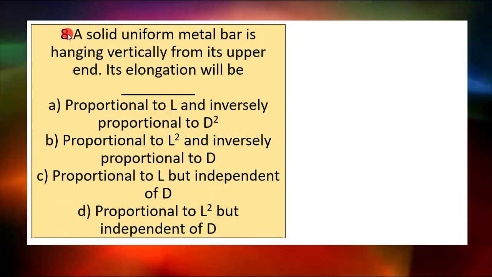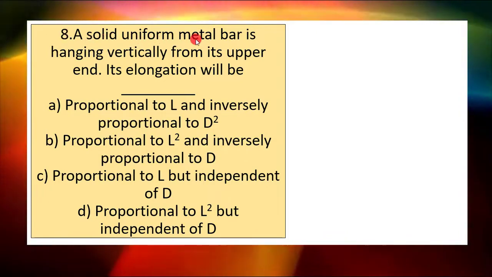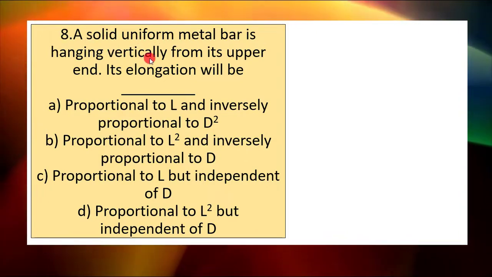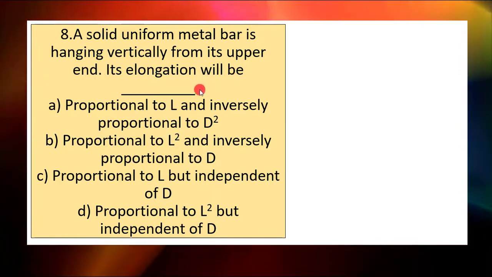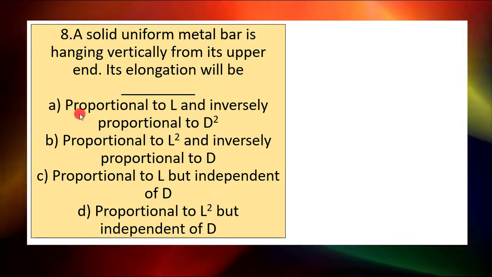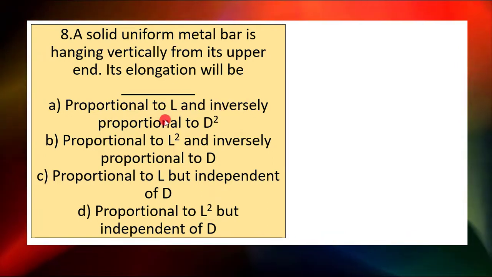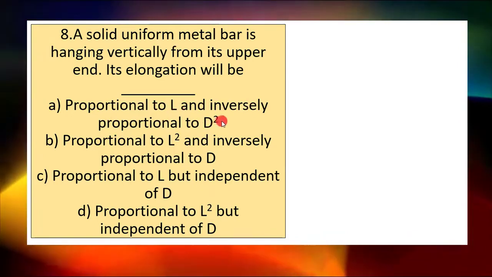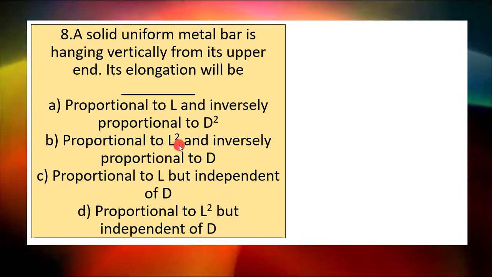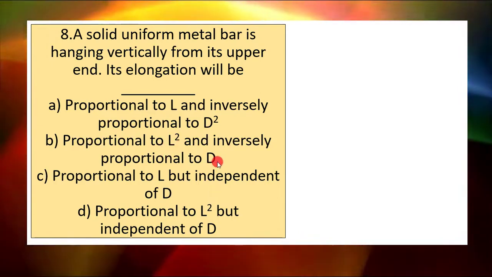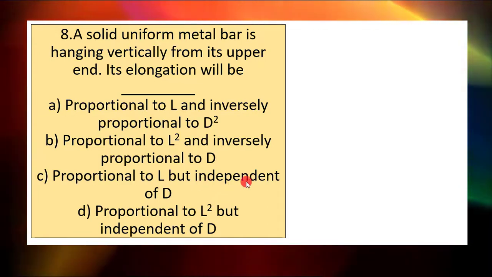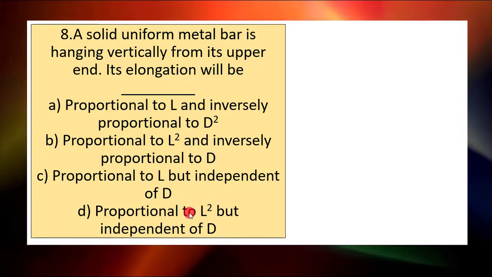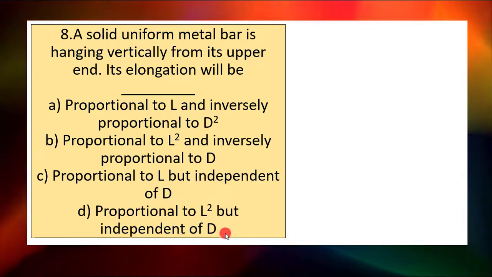Let's move to the eighth question. A solid uniform metal bar is hanging vertically from its upper end. Its elongation will be dash. Option A, proportional to length and inversely proportional to the d square. Option B, proportional to L square and inversely proportional to D. Option C, proportional to L but independent of D. Option D, proportional to L square but independent of D.